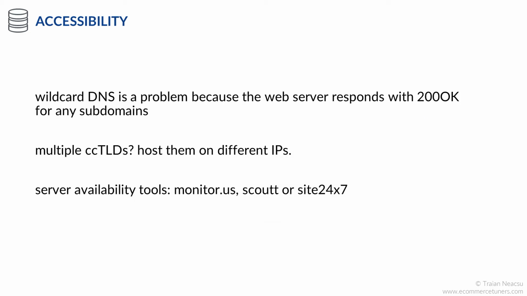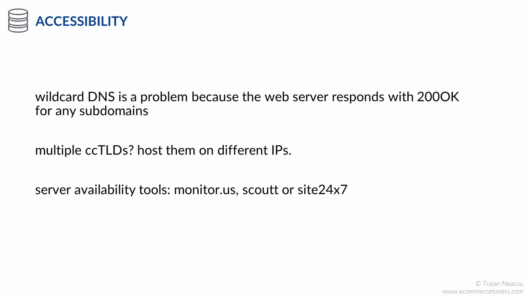One DNS issue you may want to pay attention to is related to wildcard DNS records, which means the web server responds with a 200 OK code for any subdomain request, even for ones that do not exist. An even more severe problem related to DNS is unrecognizable host names, which means the DNS lookup fails when trying to resolve the domain name.